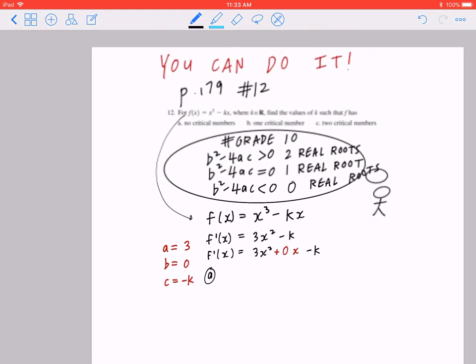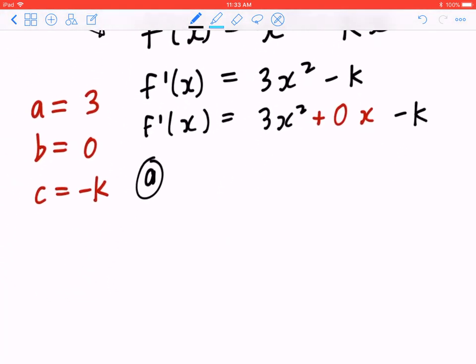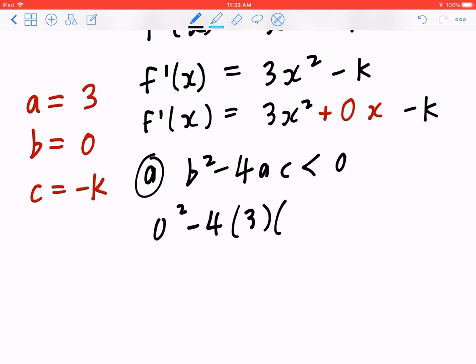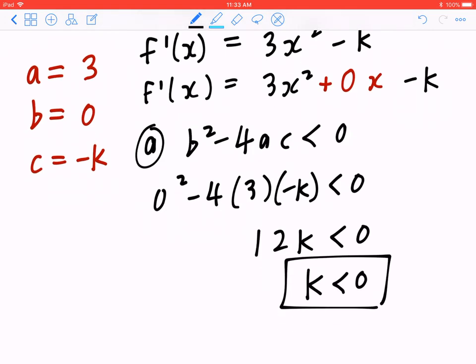In the first part, they're asking for no critical numbers. So no critical numbers is parallel to saying no real roots. So that's when you think about the discriminant b squared minus 4ac to be negative. So in this context, it's going to be 0 squared minus 4 times 3 times negative k to be negative. And of course, if you do this, negative 4 times 3 times negative 1, that's 12. 12k is negative, k must be negative.